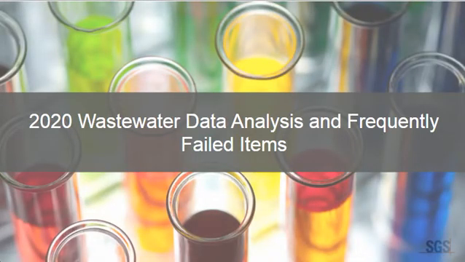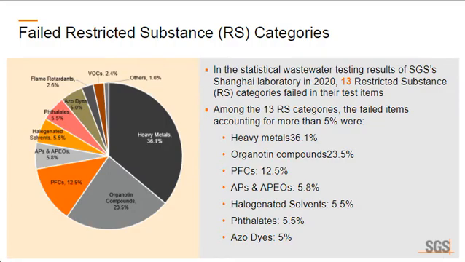Next, let's see the wastewater data analysis in 2020. I can also share some frequently failed items in this section. In the statistical wastewater testing results of SGS Shanghai Laboratory in 2020, 13 restricted substance categories failed in these test items. Among them, the failed items accounting for more than 5% were heavy metals, organotin compounds, PFCs, APEO, halogenated solvents, phthalates, and azo dyes. The top one is heavy metals, then organotin compounds. You can see their percentages in the slide.